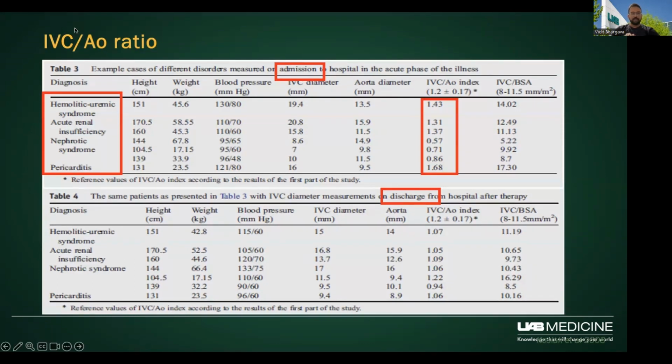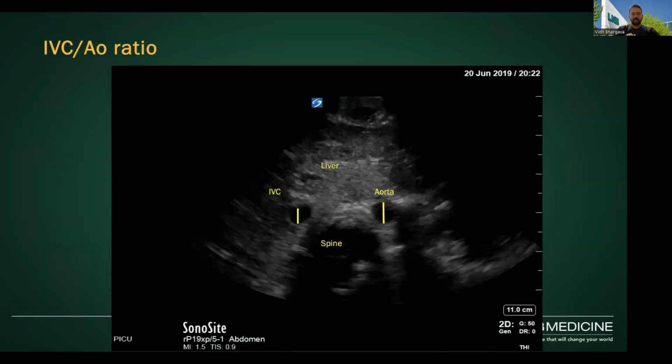A comparable way of looking at the static measurement was the use of the IVC aorta ratio. And this was pioneered by our nephrology colleagues, where they used this comparative ratio to look at the patients that came to the hospital with a few different diagnoses of renal injury. And they obtained the value of the IVC aorta ratio at presentation and then at discharge to predict their fluid status. And I'll come back to this slide in a second.